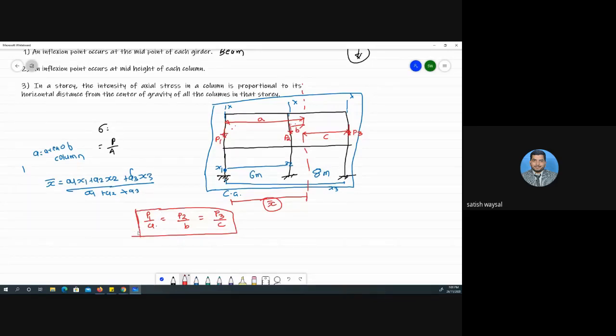Once we have these assumptions, and if we take a moment about any point of contraflexure, then we can find P1, P2 and P3. Once you know these vertical reactions P1, P2, P3, then as per our usual procedure, we'll draw the FBD.